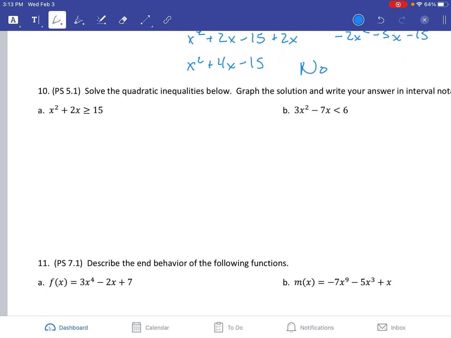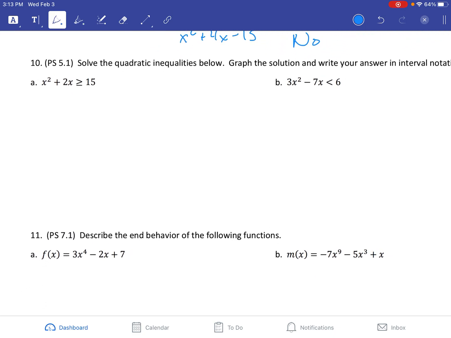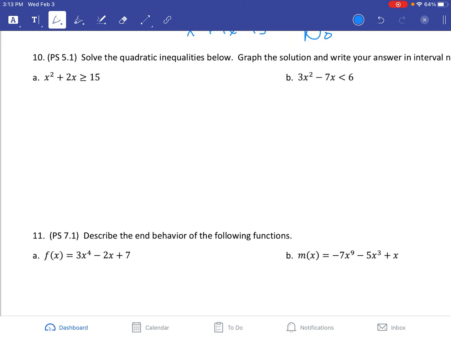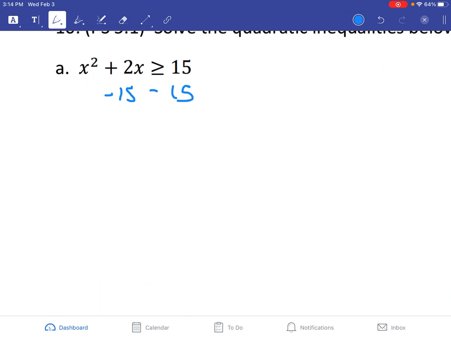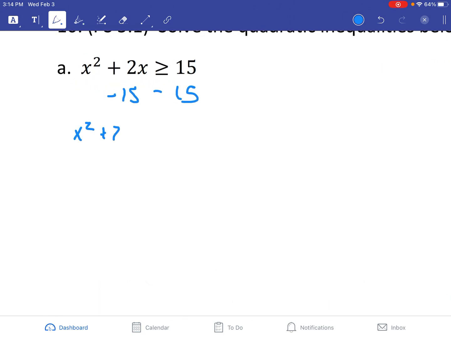Okay, moving on to quadratic inequalities. First thing we're going to do is set these equal to 0. So we're going to subtract the 15. So we have x squared plus 2x minus 15 is greater than or equal to 0. We're then going to factor this. So we have x and x. The factors of negative 15, or two numbers that multiply to be negative 15 but add up to be a positive 2, are going to be positive 5 and negative 3.